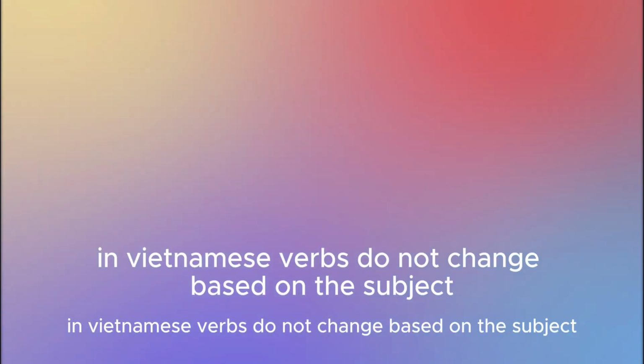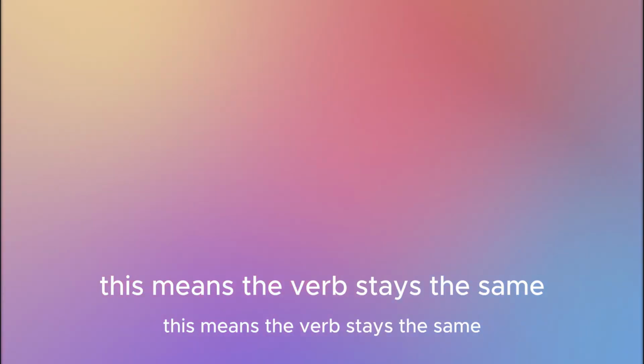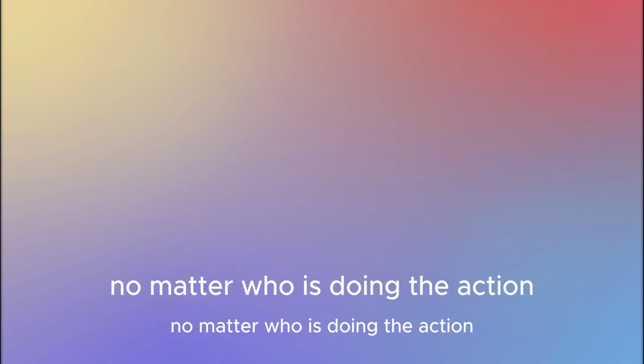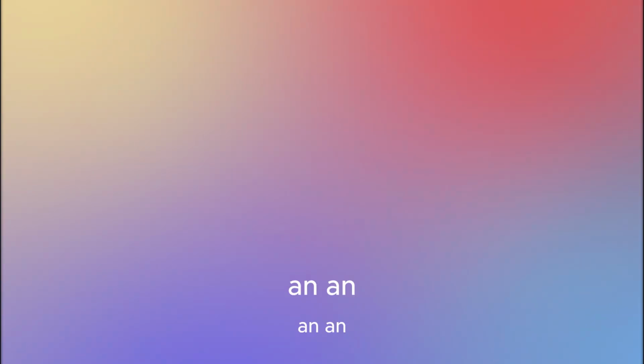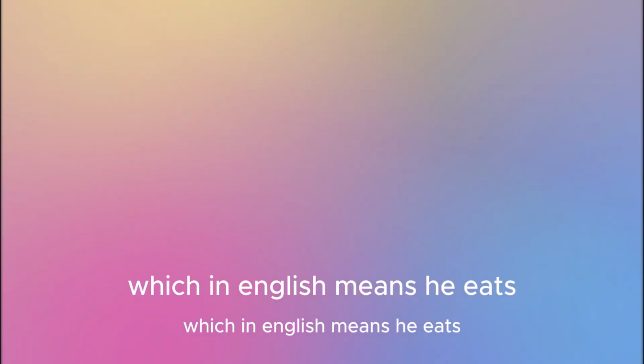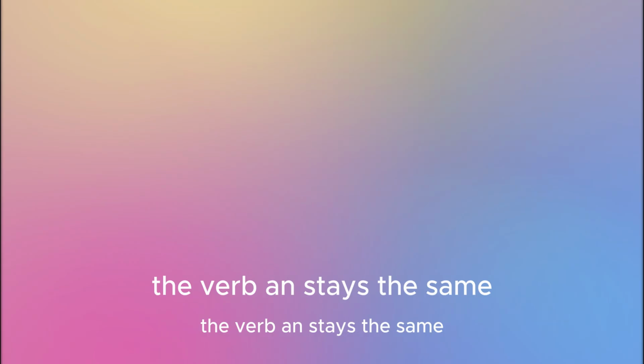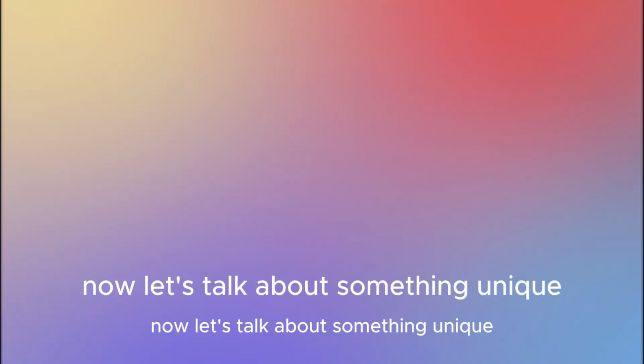In Vietnamese, verbs do not change based on the subject. This means the verb stays the same no matter who is doing the action. For example, tôi ăn, which in English means I eat. Anh ăn, which in English means he eats. Chúng tôi ăn, which in English means we eat. The verb ăn stays the same. Now let's talk about something unique.